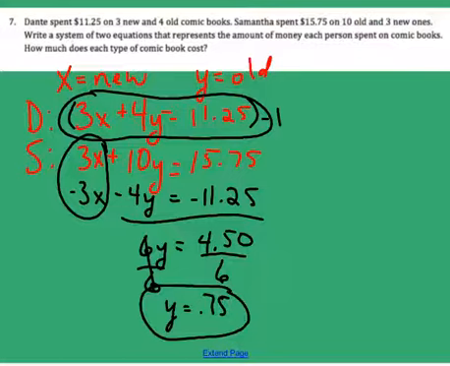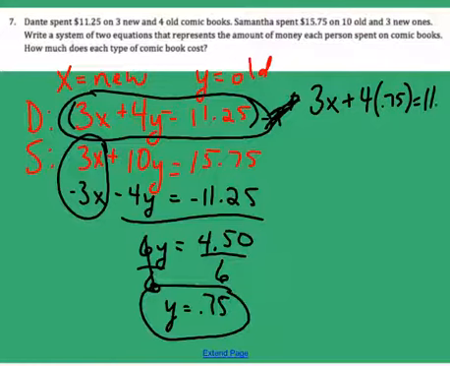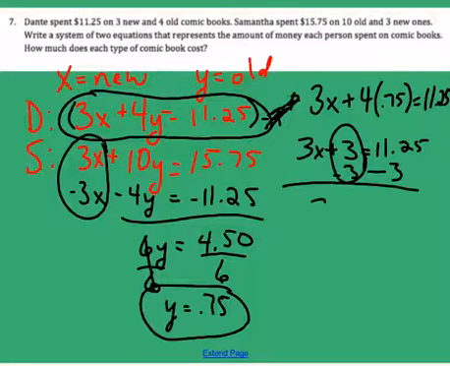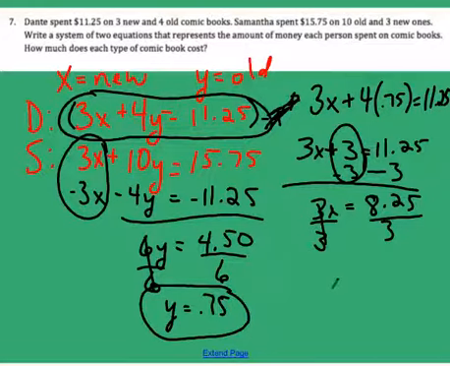Now, am I done? No. I'm going to use the top one again, not for negative 1, but I'm going to write 3x plus 4y. Y is now 75 cents, so 4 times that is 3, equals 11.25. So I'm going to have 3x plus 3 equals 11.25. Minus 3, minus 3. 3x equals 8.25. Turns out 8.25 divided by 3 is x equals 2.75.